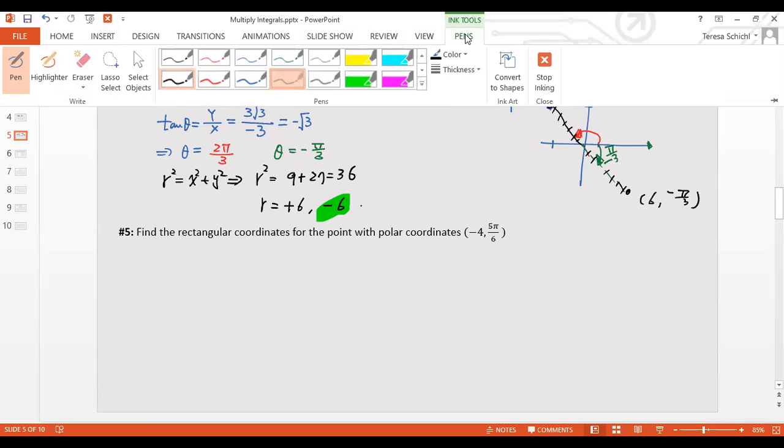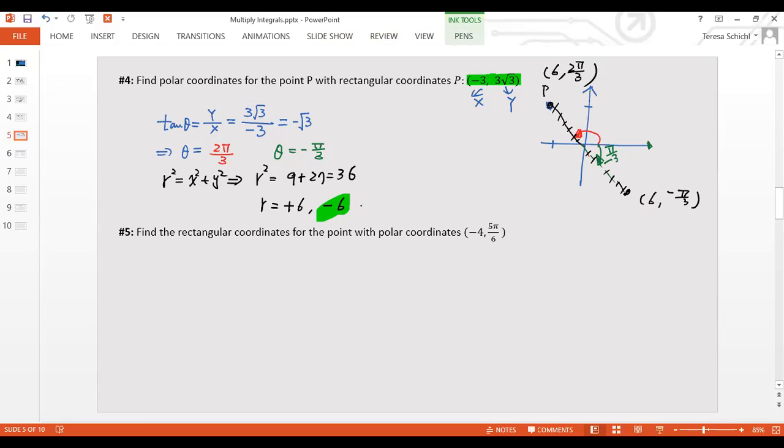So how do you switch this one back? You add a negative, so you push this point back to here. So the same point you can write as negative 6, negative pi over 3. Okay, so you have 2 ways to write these coordinates. It's pretty cool, right?